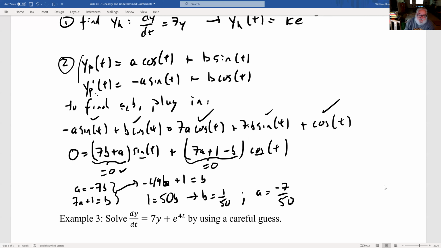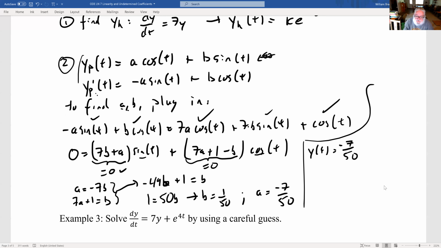And you can plug that in so that our particular solution becomes, well, let's do this over here. So the solution that we get, y of t, is minus 7 over 50. That's a, and a is times cosine t, plus 1 over 50 times sine t. That's our particular solution, plus the homogeneous solution, k e to the 7t.